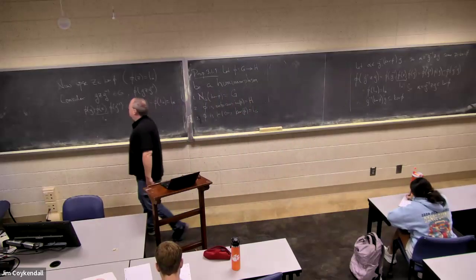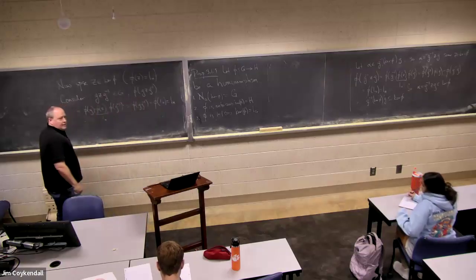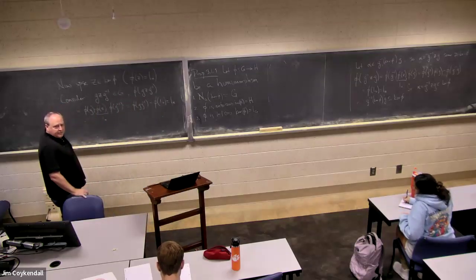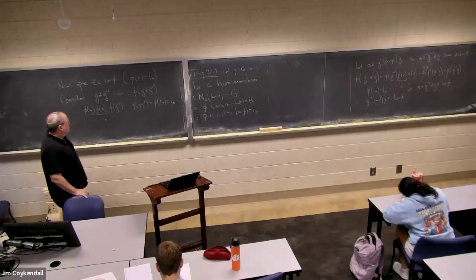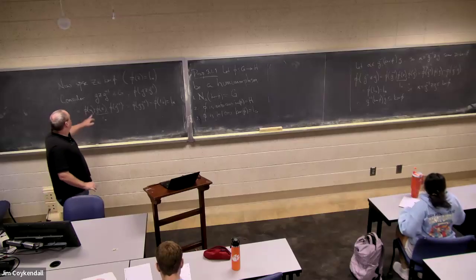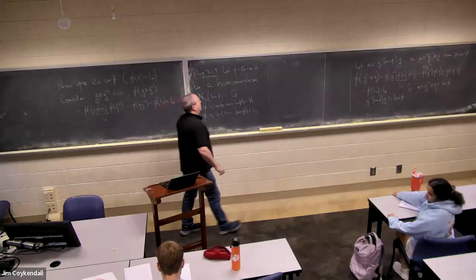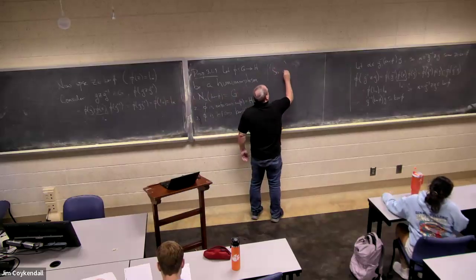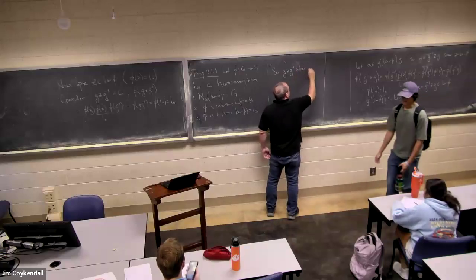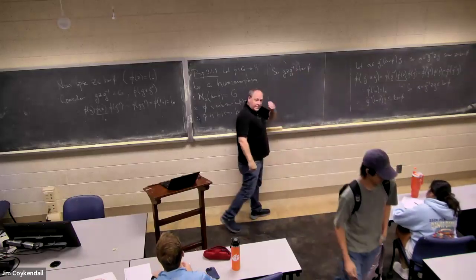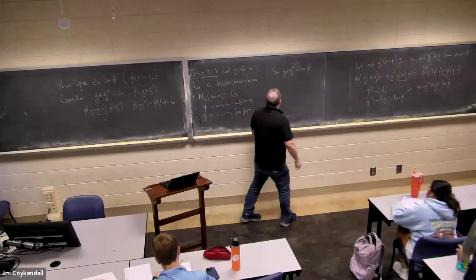So what conclusion can we come to? Does it have to do with the identity always being in the normalizer? So that's not what we're after. No, so what we've shown here is, that's what we've shown, right? Okay.